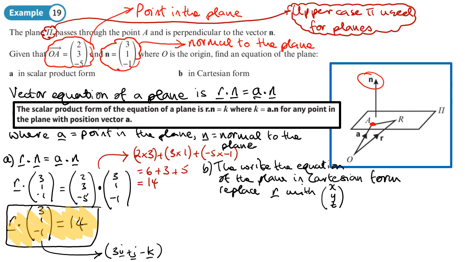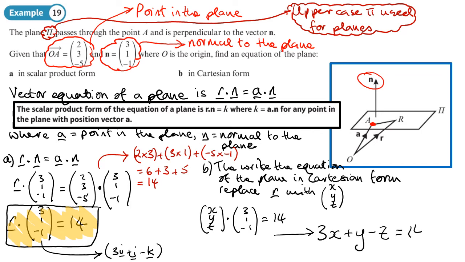So instead of r dot 3, 1, negative 1, I'll have x, y, z dot 3, 1, negative 1 equals 14, and that's easy now. Do the dot product on the left hand side: 3x plus y minus z equals 14. So there's my answer to part B. It's very quick and easy to convert the scalar or vector form into the Cartesian form.